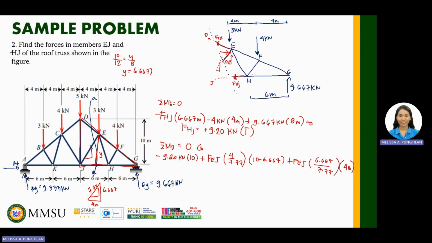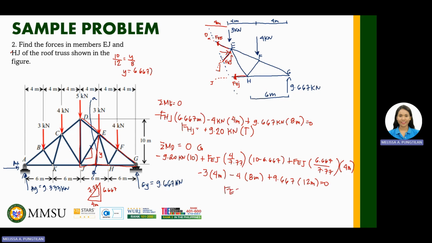Okay. And then, yung mga external forces, yung 3, 4. So, clockwise motion. So, 3 kilonewton, minus by 4 meters. Yung dito, 3 kilonewton, 4 meters to. So, 3 by 4 meters minus 4 kilonewton by 8 meters. And then, yung support reactions plus 9.667 multiplied by 12 meters is equal to 0.